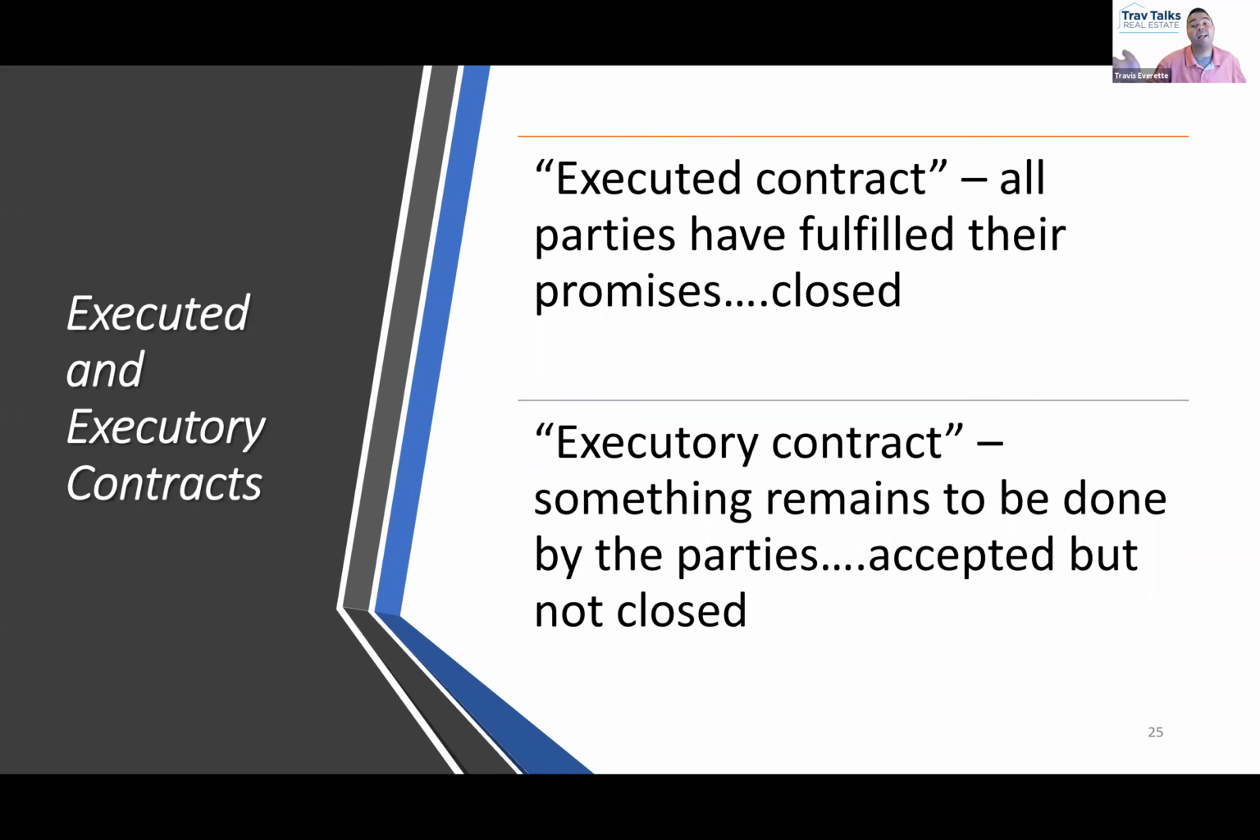Now, keep in mind, this is not different than valid, void, voidable. This is in addition to. So that agreement between, and I'm going to tell you what it is, and then we'll talk about why. That agreement between Grant and Jordana is express because it's in writing, right? It is bilateral because they both made promises, correct? It is valid because they're both adults, they're both sane, they're both sober, they both know what they're agreeing to. And it is executory.